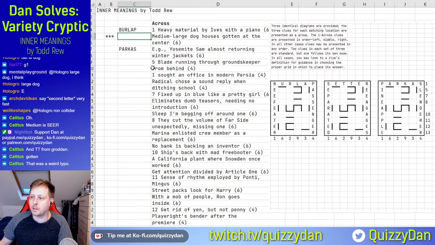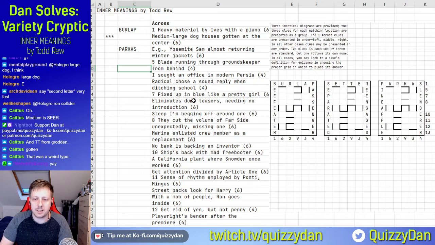5 across. So this will begin with either E or I. Blade running through groundskeeper from behind. Yep, I'm happy with this.